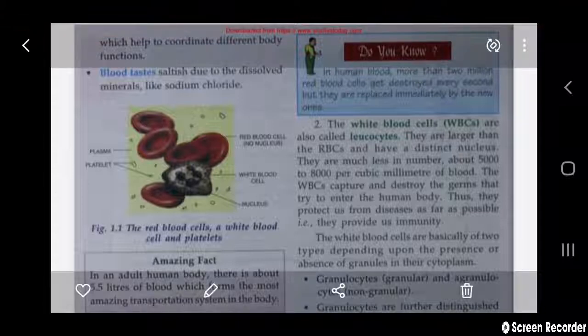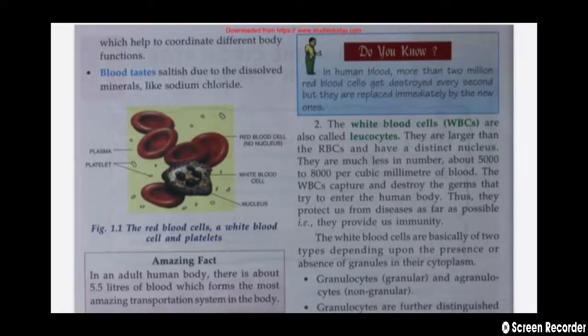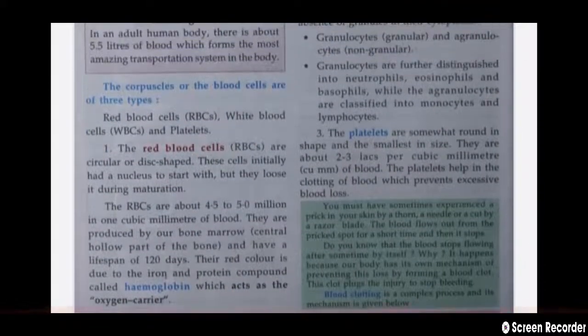Hormones are the chemical messengers which help our body coordinate with our brain so that we can continuously do the body functions that are required. And blood taste: blood tastes salty due to some of the minerals and sodium chloride it has, so that's why it is salty in taste if you ever taste blood.